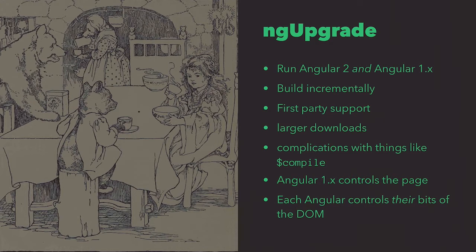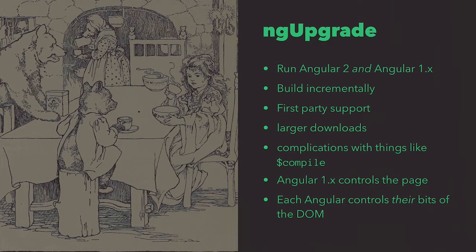The first benefit, of course, is that you can build incrementally, which is really great because you'll be able to make some changes, see them, commit them, and then know with confidence that your earlier changes are working while you're working on your new changes. It's also produced by Google, so you've got first-party support, and it's the official upgrade path that they're recommending.